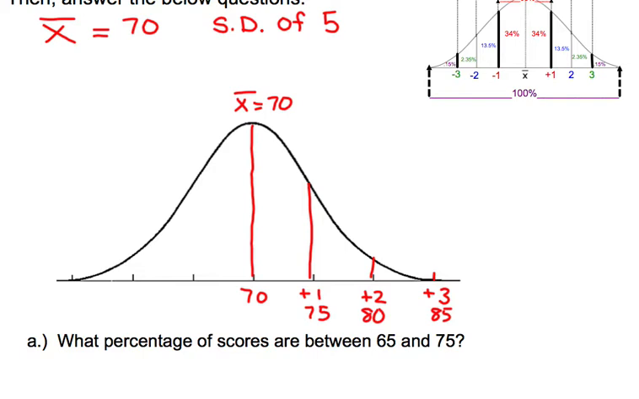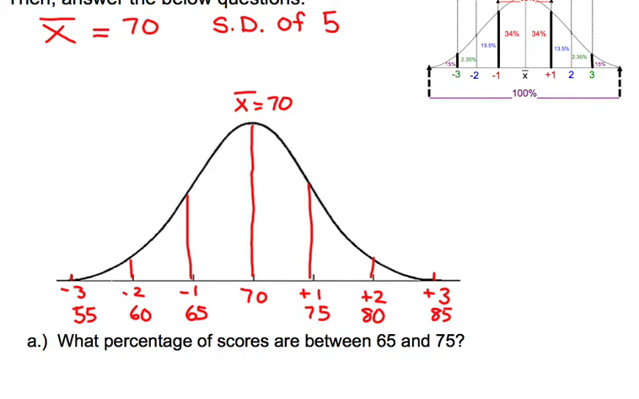Now we're going to go into the negative direction of standard deviation, so negative 1. We're going to drop by 5, so we're going to go down to a score of 65. Go down 2 standard deviations, drop another 5 down to a score of 60. And then to standard deviation negative 3, drop 5 more down to a score of 55.